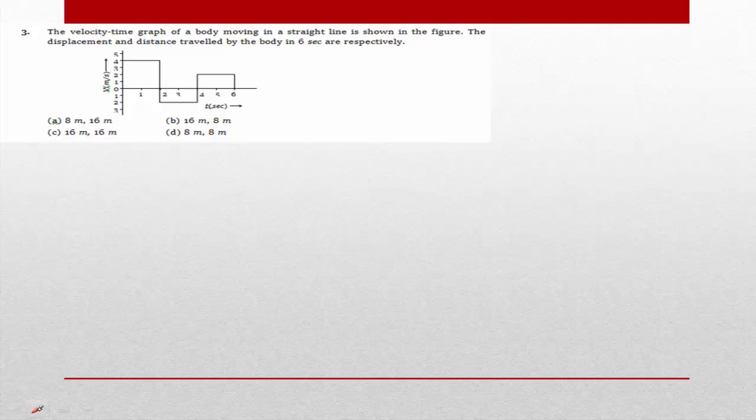Here this is another different type of problem. The velocity time graph of a body moving in a straight line is given in this figure. Find the displacement and distance travelled by the body in 6 seconds.